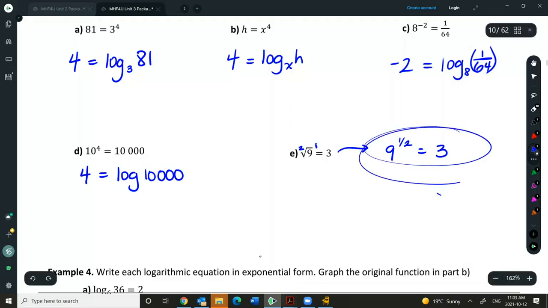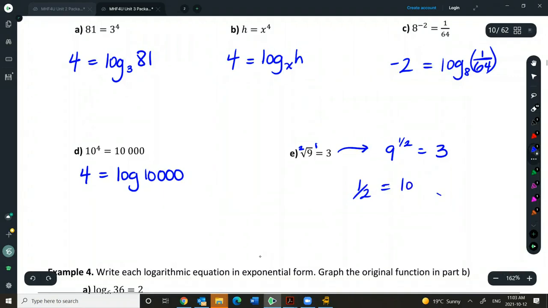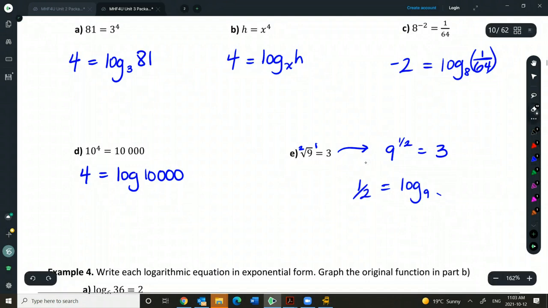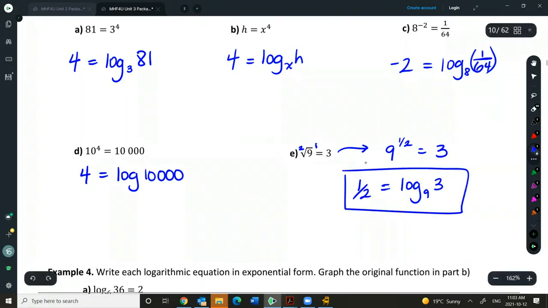Okay, so who can do this for me? Back to this one. Serena. It'll be 1/2 equals log base 9 of 3. Good. So basically I'm saying 9 must be raised to the exponent half to give me 3. Right?